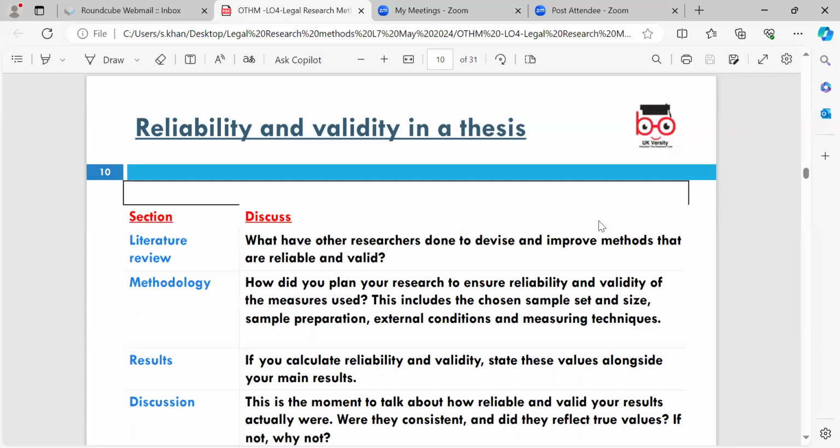Even if a test is reliable, it may not accurately reflect the real situation. So it's really important. Validity is sometimes harder to assess than reliability, but it's even more important, so it's really important to identify that. There are areas that you need to look at when looking at reliability and validity. And in the literature review, this is an example of reliability and validity in a thesis.